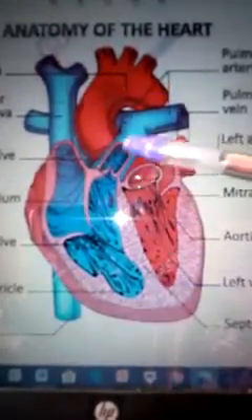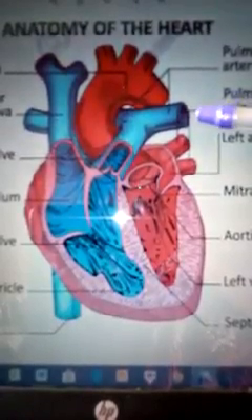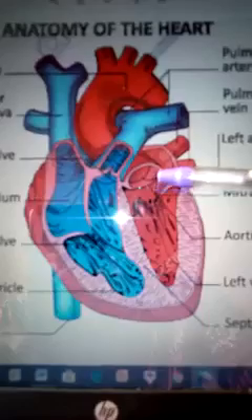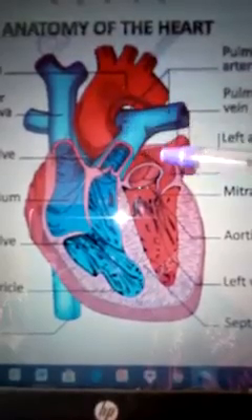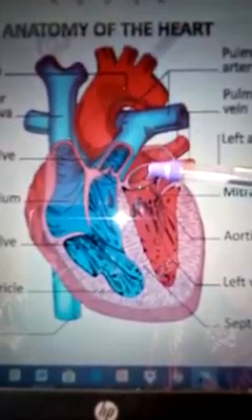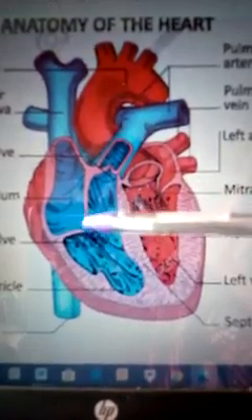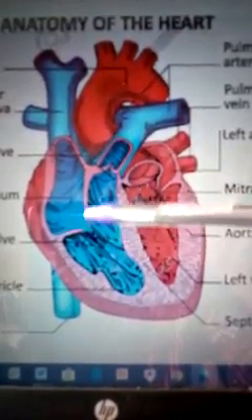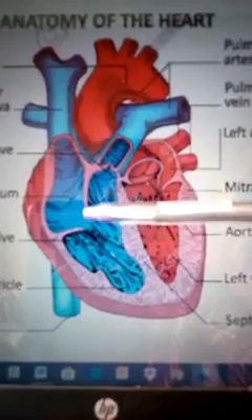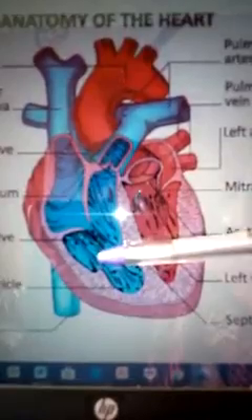Now, the valves of the heart. There are 4 valves in the heart, 4 kinds of valves in the heart. Let's take them one by one. Number 1 is the tricuspid valve. The tricuspid valve is between the right auricle and the right ventricle.